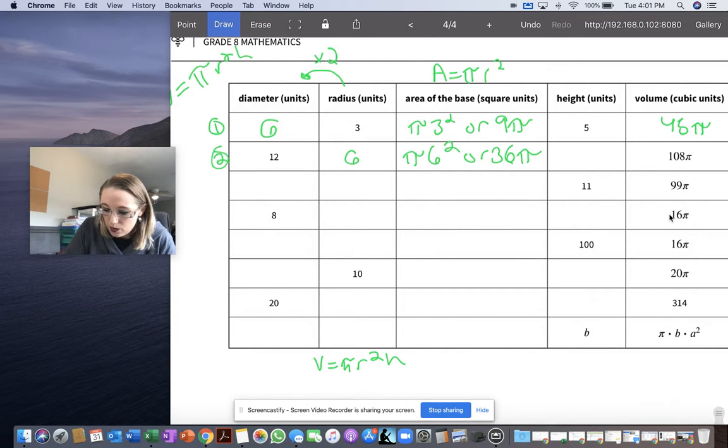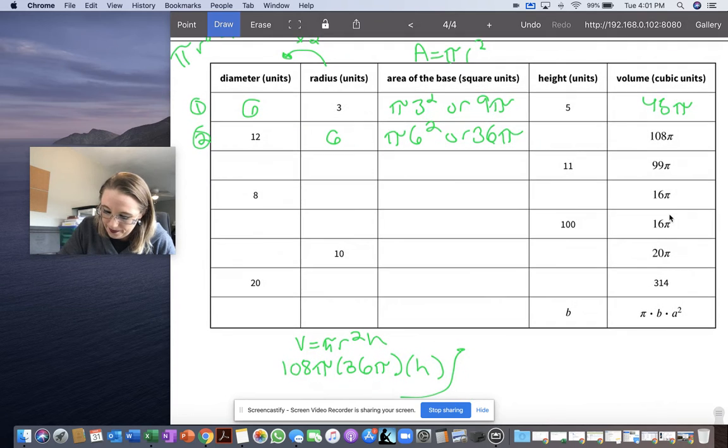So volume equals pi r squared times height. We know our volume, it is 108 pi. We know our radius squared gives 36 pi, times h. We're going to come up here because I'm running out of room. If you solve all of this out using your calculator, totally fine. 108 pi comes out to be 339.29, and 36 pi is 113.097, times h.